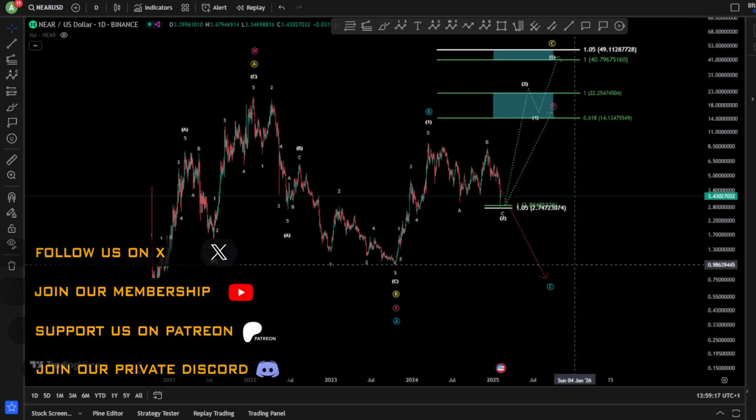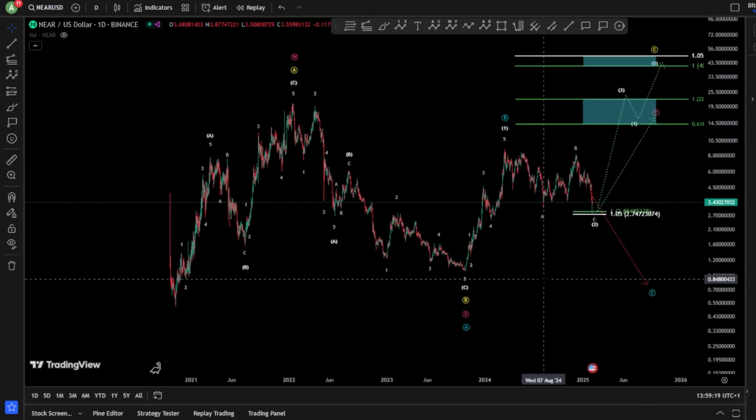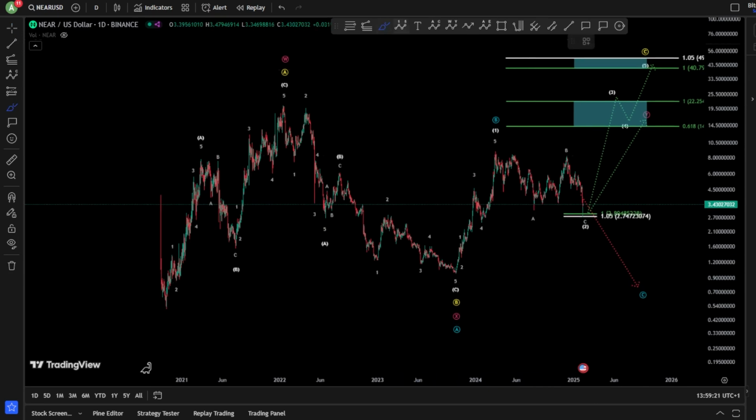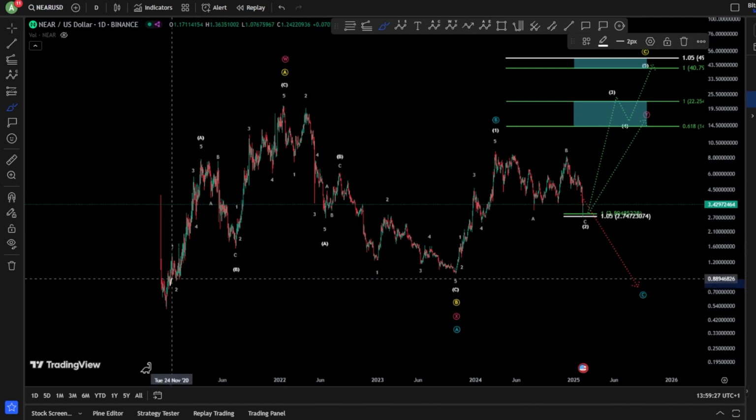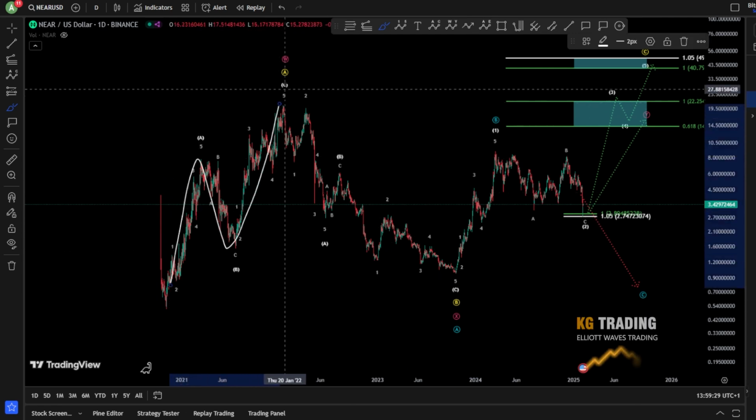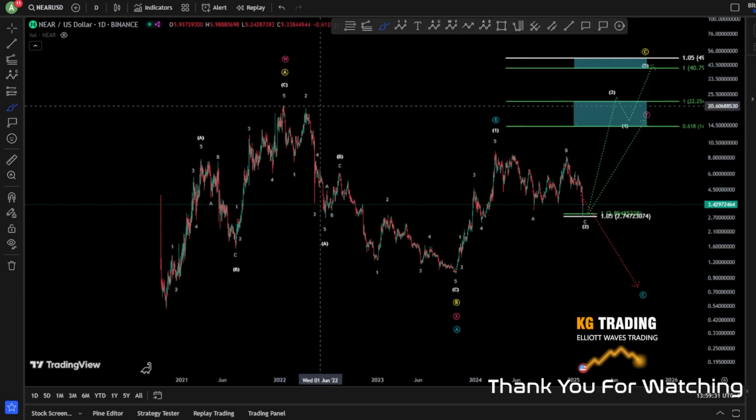Someone asked me for NEAR today and I would be glad, of course, to update it for you guys. So what happened for NEAR? Let's take an overview again of the scenarios where we have, of course, an A, a B and a C here, finishing a wave A or a wave W.